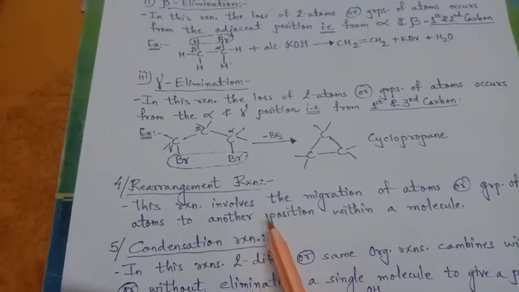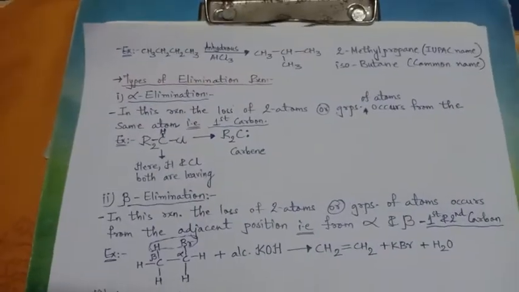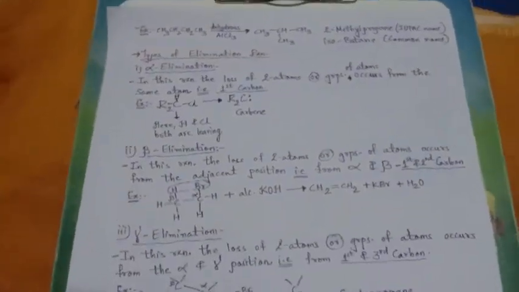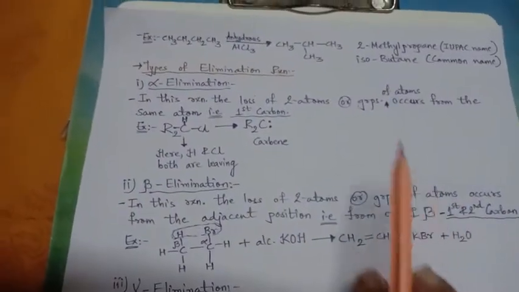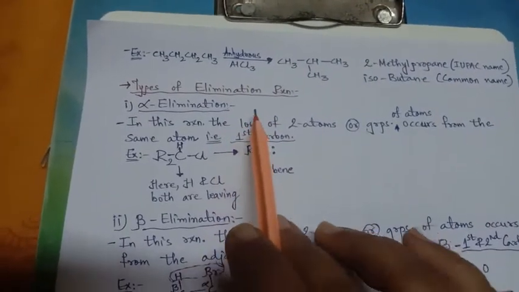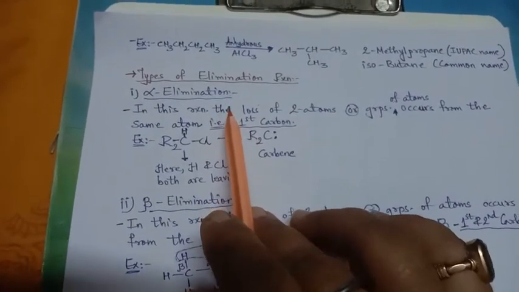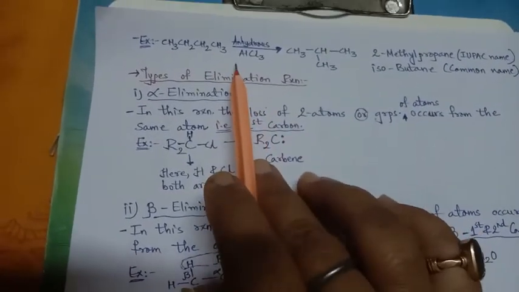So rearrangement reaction, let us see an example over here. By mistake, before the types of the elimination reaction, I have written rearrangement, and then I recalled that I forgot the types. So when you write, you just complete the types of elimination reaction and then write the rearrangement reaction.